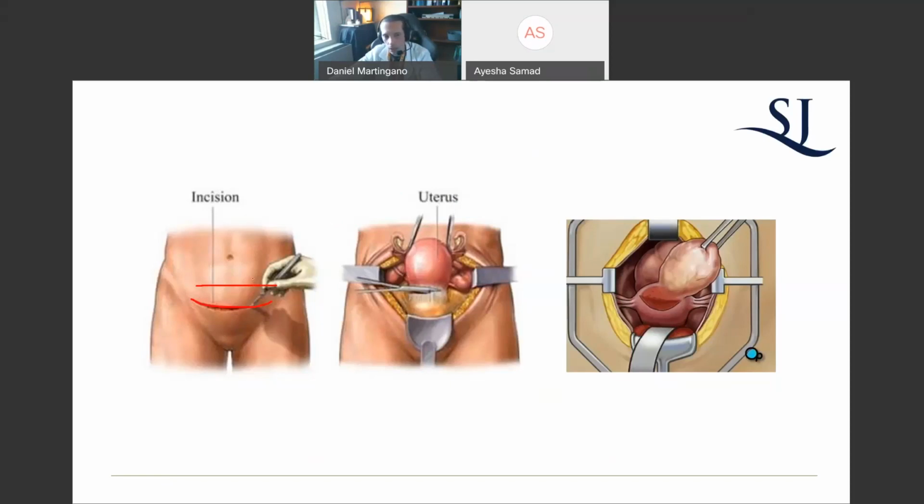So then you make your abdominal incision. And then you exteriorize your uterus, and then you make your incisions and remove your fibroids. But the intention is that you leave the uterus and sew it back up, okay?